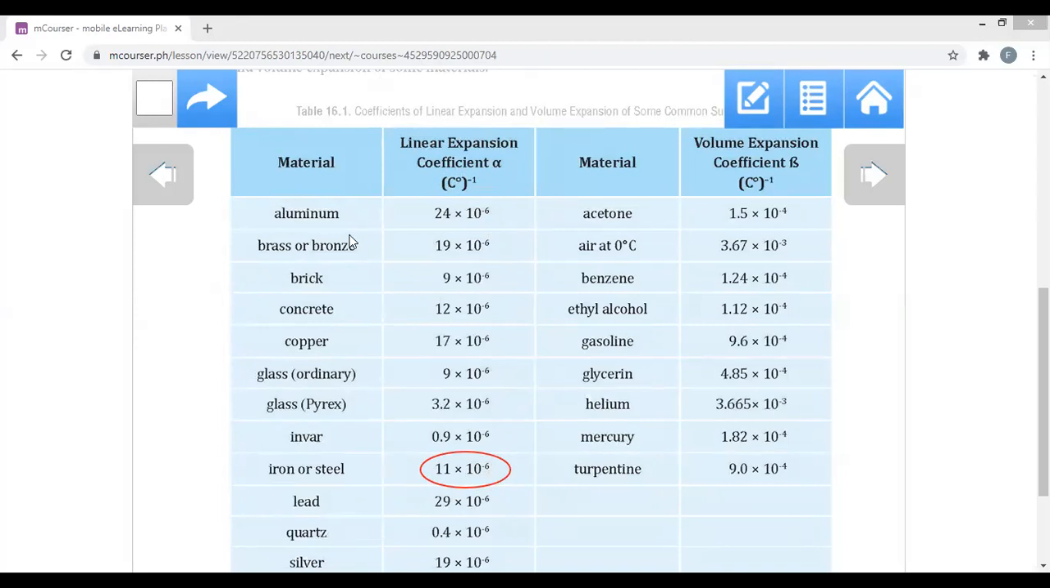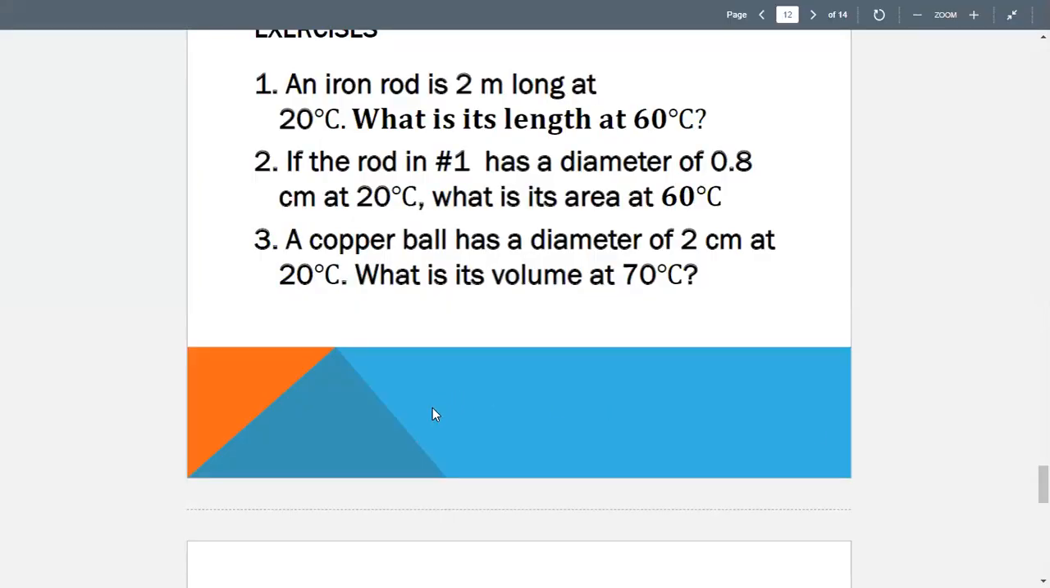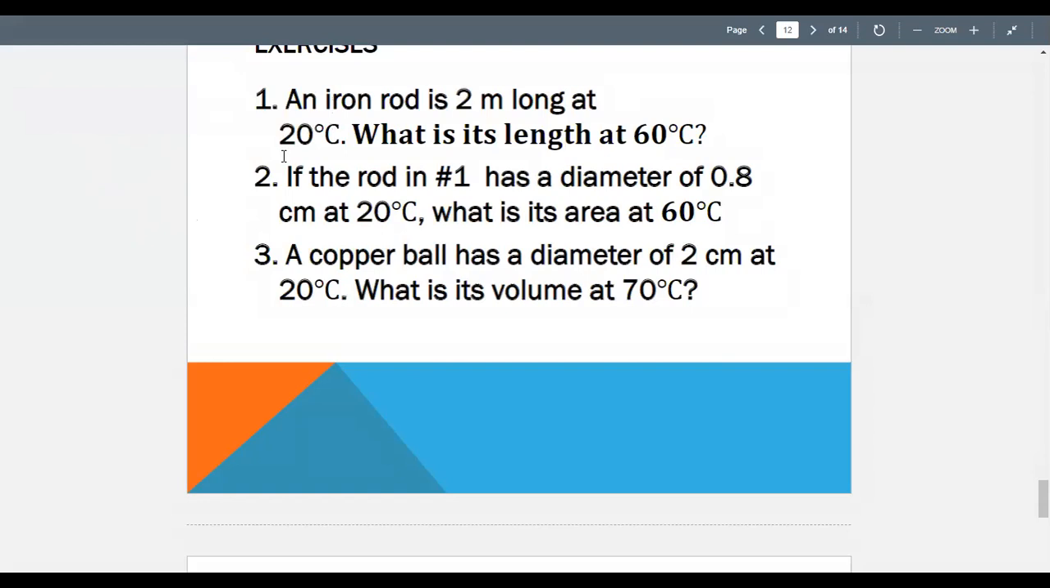So let's go back to our previous problem there. I think all of that is gone already. Anyway, let's just now write our equation. We are looking for our final length here. So our alpha value is given to be 11 times 10 to the minus 6, and that's per Celsius degree.